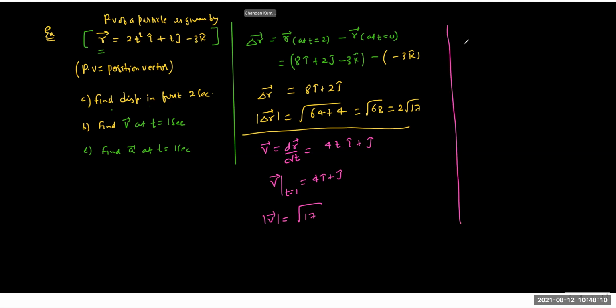And the third part is acceleration, which is dv by dt. So you differentiate v again, which will give you just 4 i cap, and it's constant. So the mod of a is constant, which means at any time it will be the same. Was it difficult? No, sir. So I'm okay ending the lecture here, and we are done with all the theory.